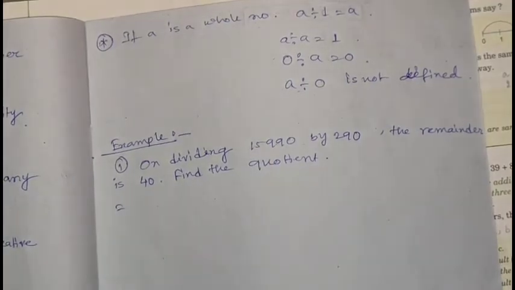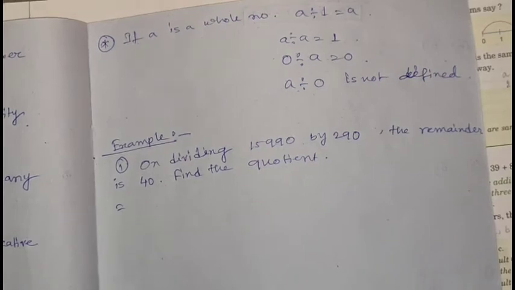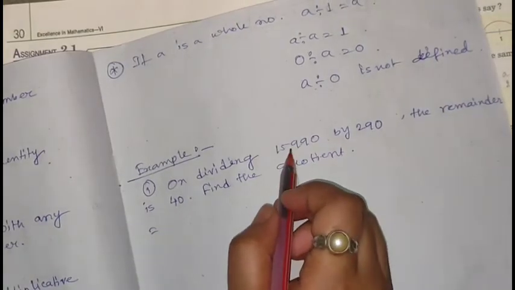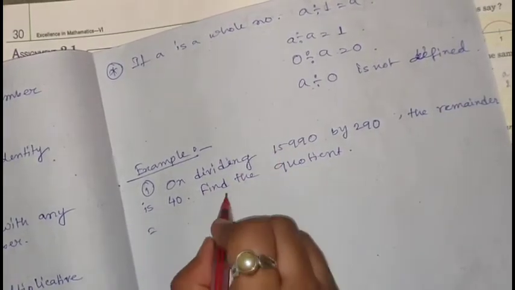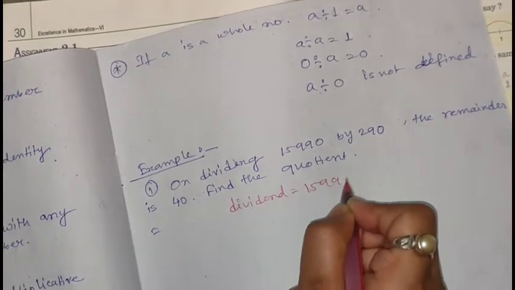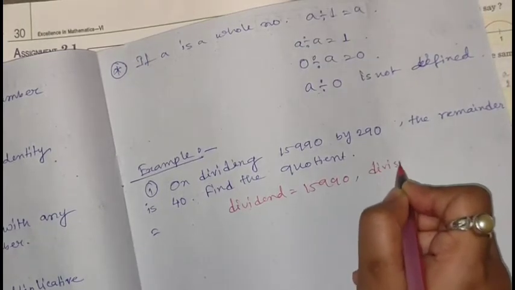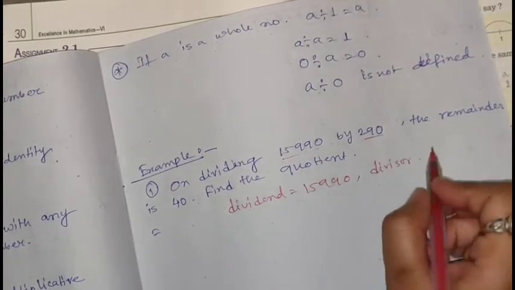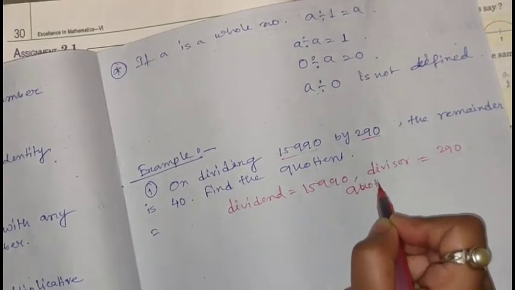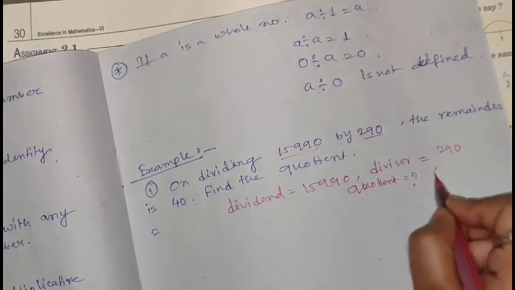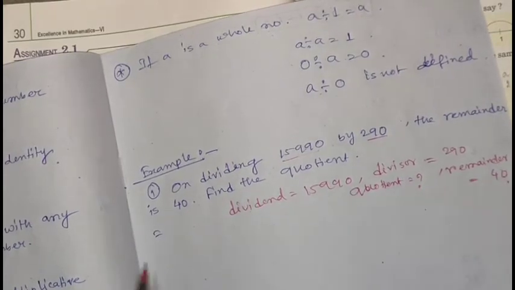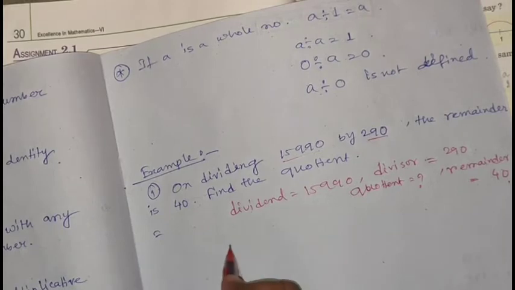So the first example is: on dividing 15,990 by 290, the remainder is 40. Find the quotient. Here you need to find the quotient. So first you need to find the terms. In this question, the dividend is 15,990. The divisor is 290, you need to divide this number by this number. You need to find the quotient, and the remainder is 40.